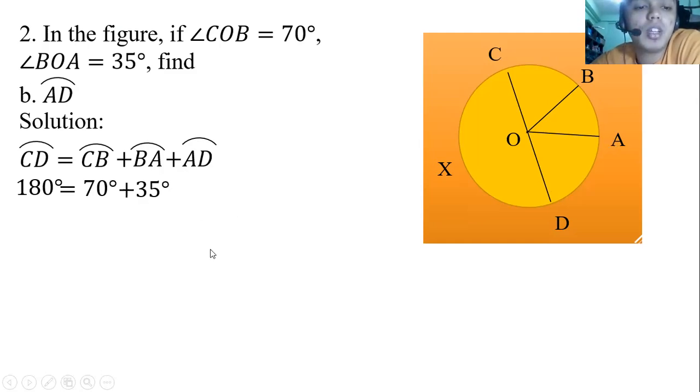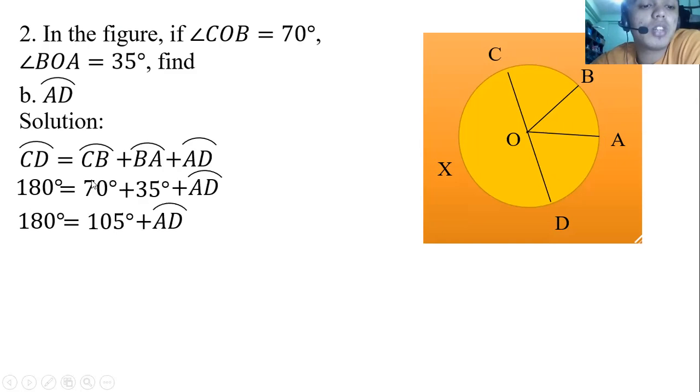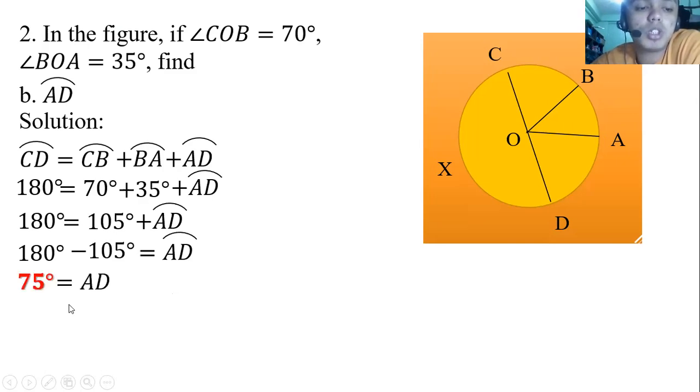So, yun ang nawawala. Now, 70 plus 35, that would be equal to 105 degrees. Then transpose 105 to the other side. Then we have 180 minus 105 equal to arc AD. So 180 minus 105, that would be equal to 75 degrees. So that is your measure of arc AD. 75 degrees.